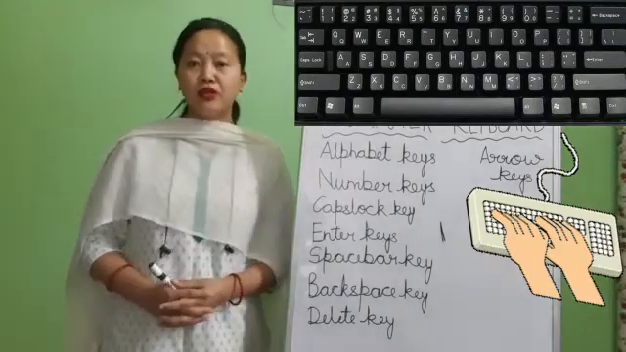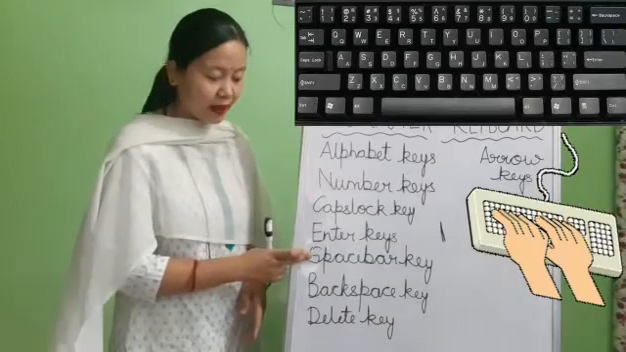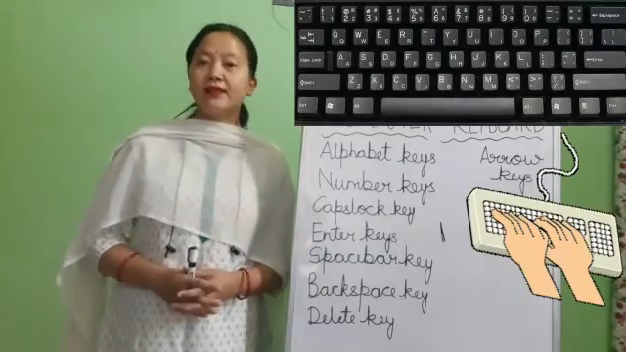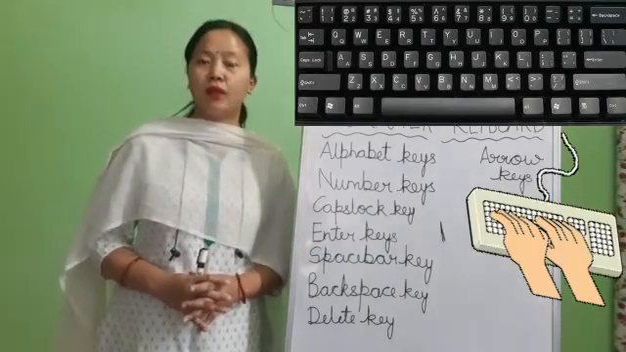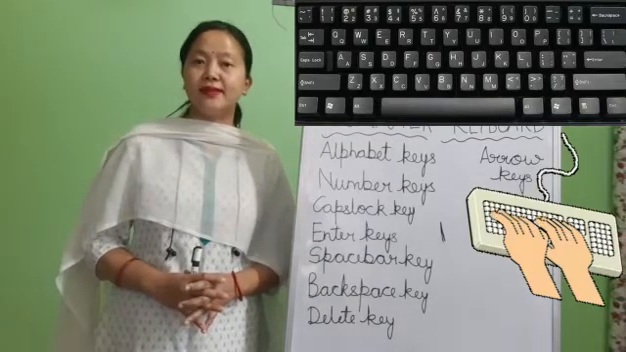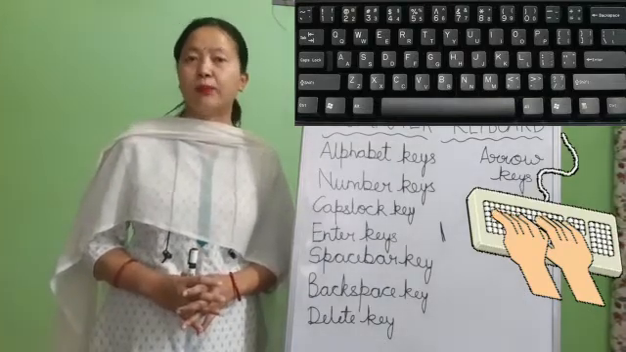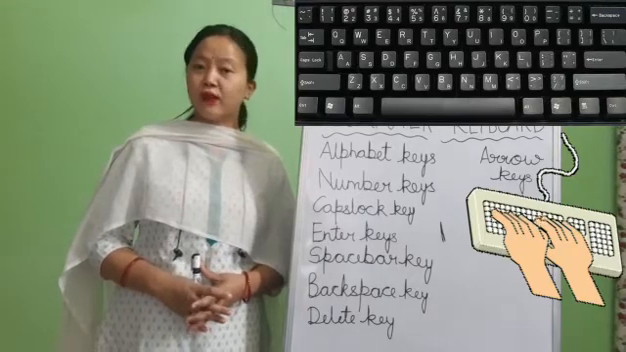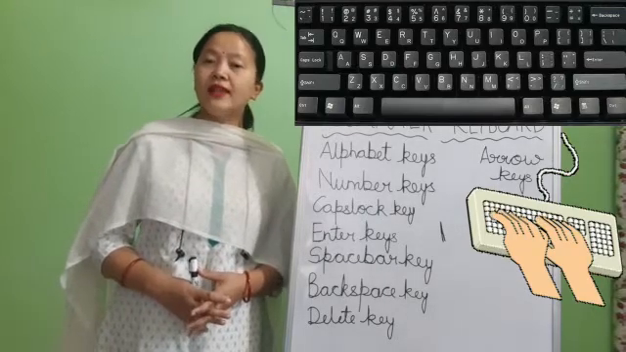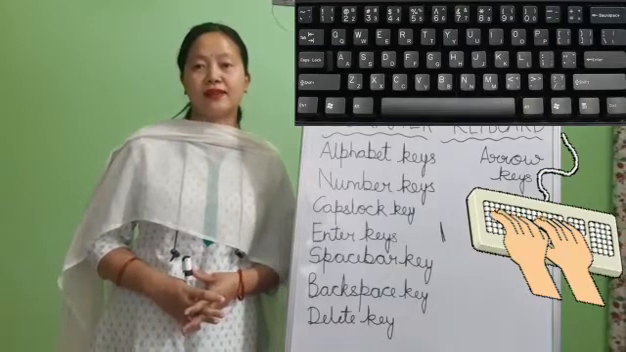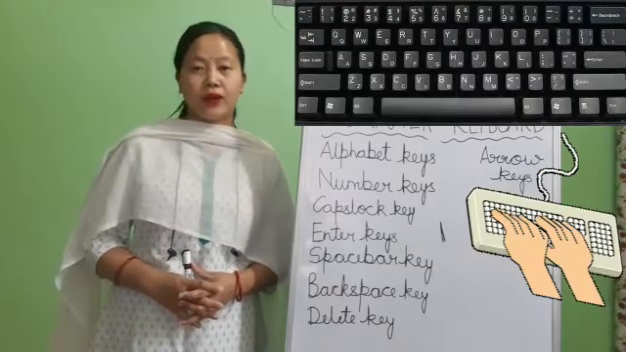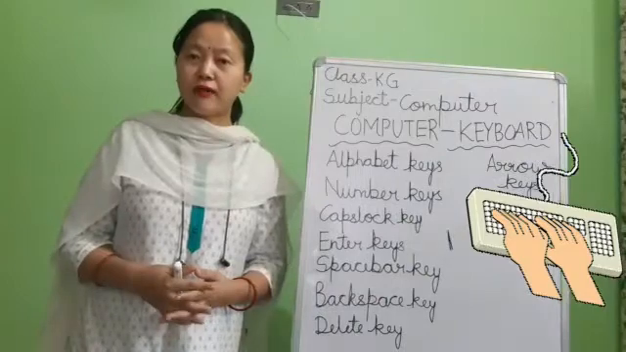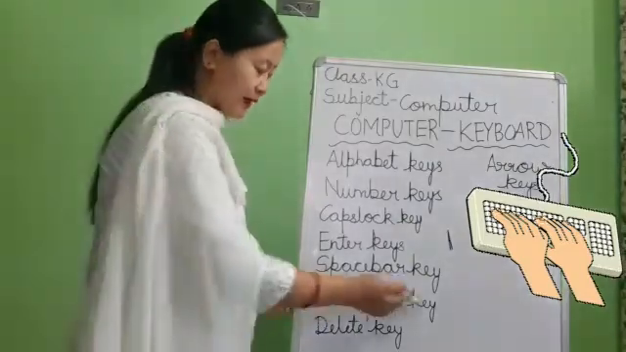Okay. Now children, next is space bar key. Space bar key is the longest key on the keyboard. It is used to insert a blank space between two letters or words. Okay children, so which is the longest key on the keyboard? Space bar key is the longest key on the keyboard. Okay children? Now children, next is backspace key.